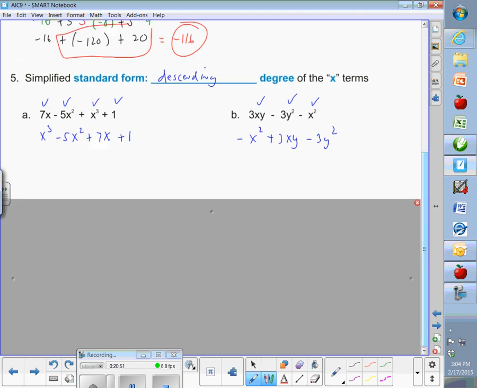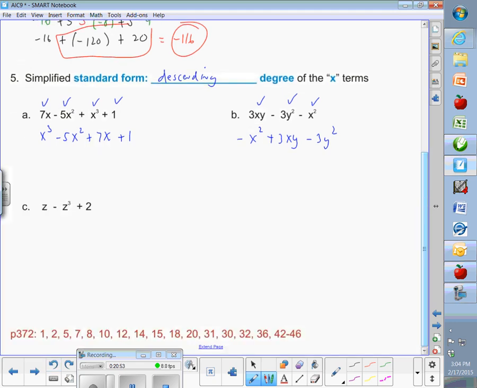All right, one last one here. Okay, so there's no x's, so again, you're going to follow alphabetical order. First term, negative z cubed, plus z. You have to supply the plus sign there, knowing that it's a positive z, and then plus 2. There you go. Standard form, not a problem.